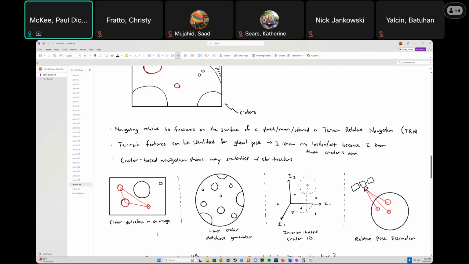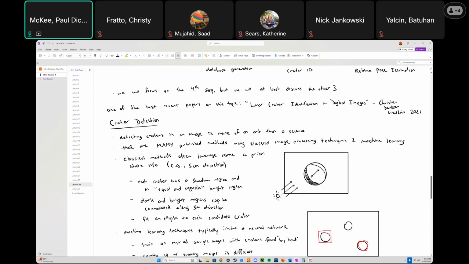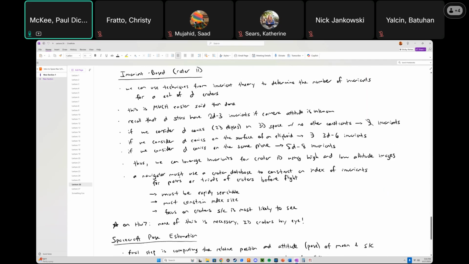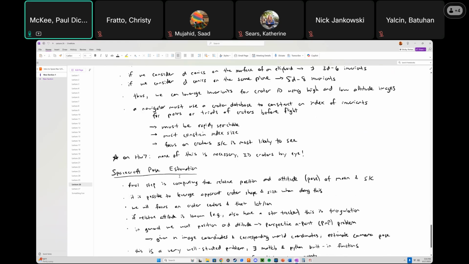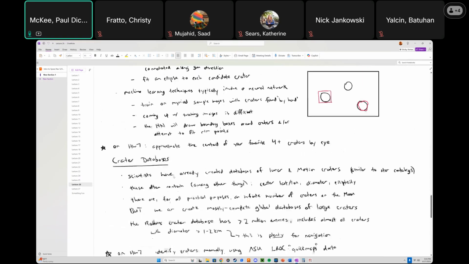And we just kind of went through the first 3 parts of this on Vibe. So I talked through crater detection, crater databases, invariant-based crater ID, and also started to set up the spacecraft pose estimation problem, but we didn't get into any of the dense math. So today, we are getting into the dense math.